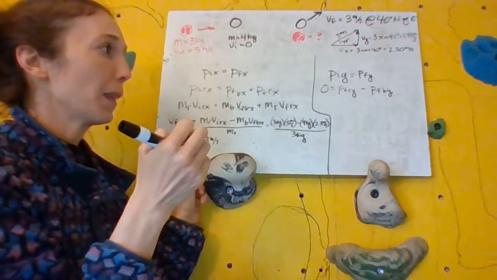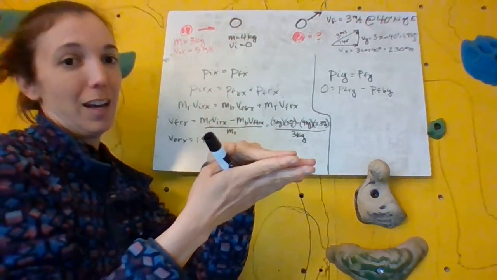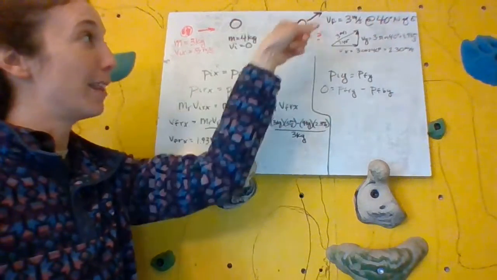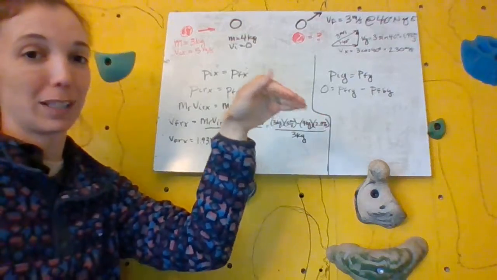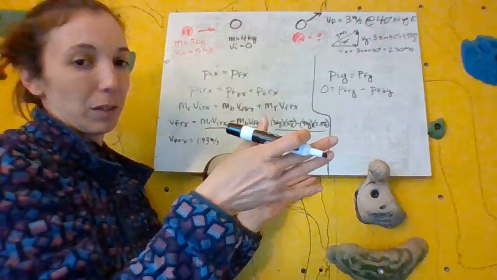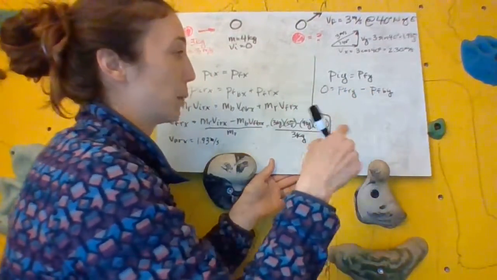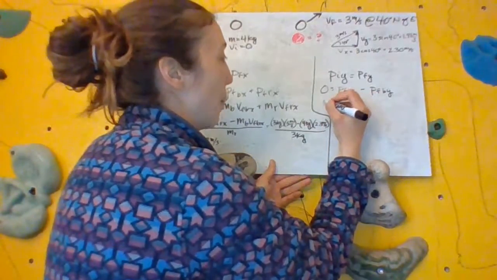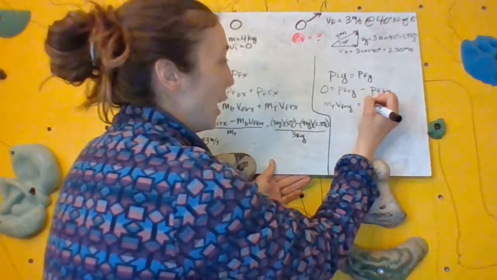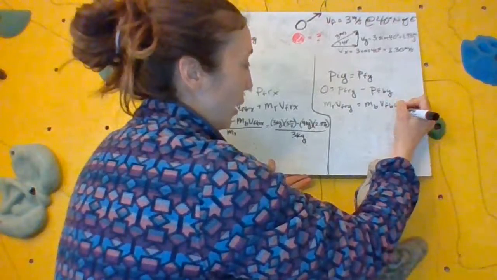Now, we know that if there's no momentum initially in the y direction, and this one has momentum upward in the y direction afterwards, then the red one has to have that same momentum downward because they have to cancel each other out to get no momentum. So we know that those y components of momentum are going to be equal to each other. So I'm going to set those equal to each other, and then I'm going to say momentum is mass times velocity. So mass of the red ball times the velocity final of the red ball in the y direction equals mass of the black ball times velocity final of the black ball in the y direction.